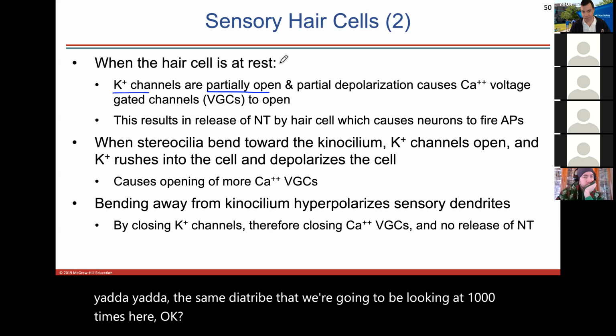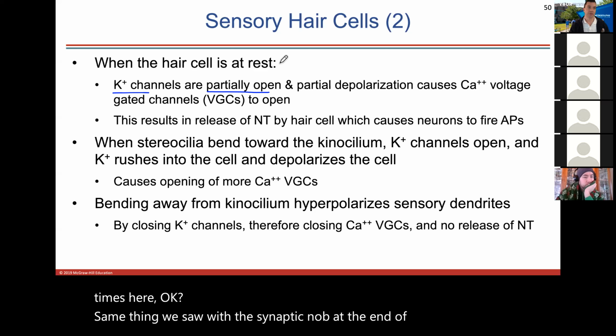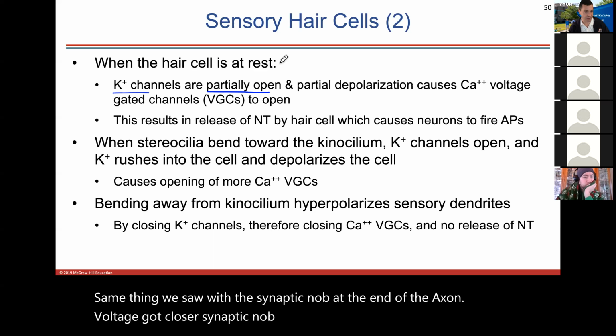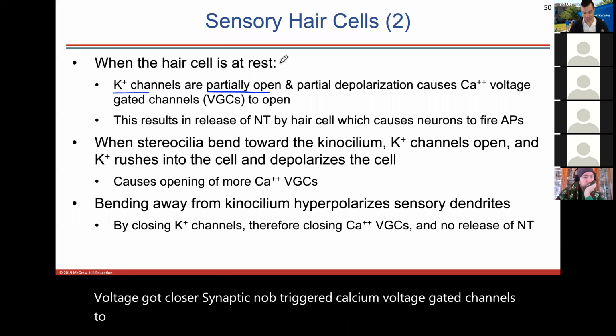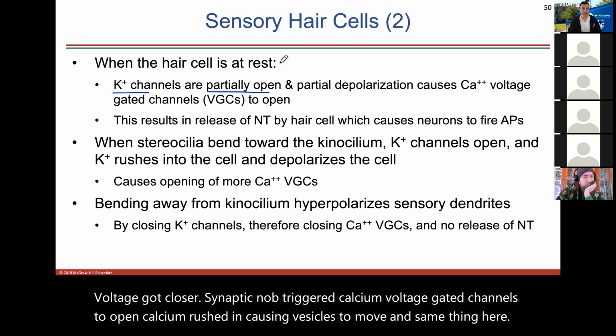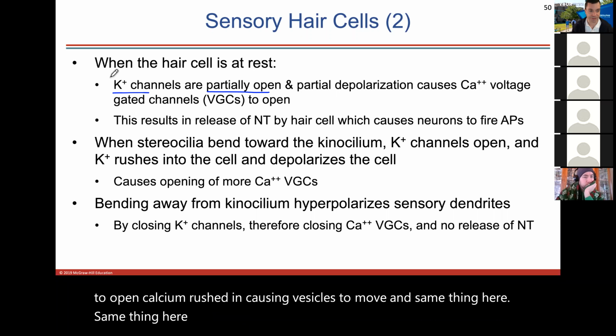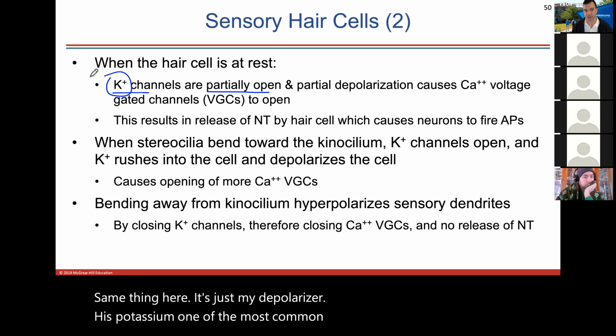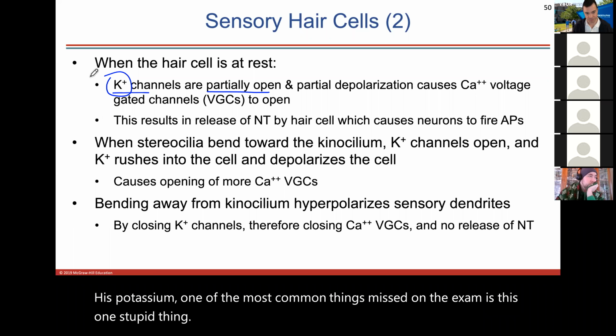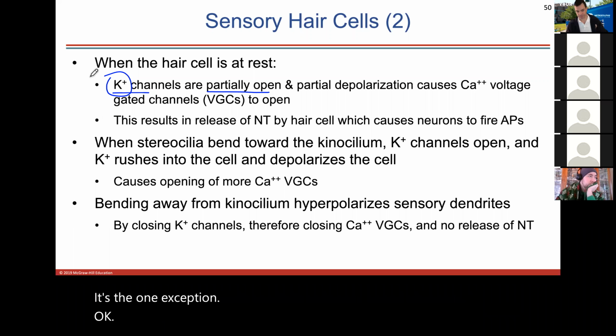Same thing we saw with the synaptic knob at the end of the axon. Voltage got close to the synaptic knob, triggered calcium voltage-gated channels to open, calcium rushed in, causing the vesicles to move, and same thing here. It's just that my depolarizer is potassium. One of the most common things missed on the exam is this one thing. It's the one exception. I don't know if that's a hint or not.